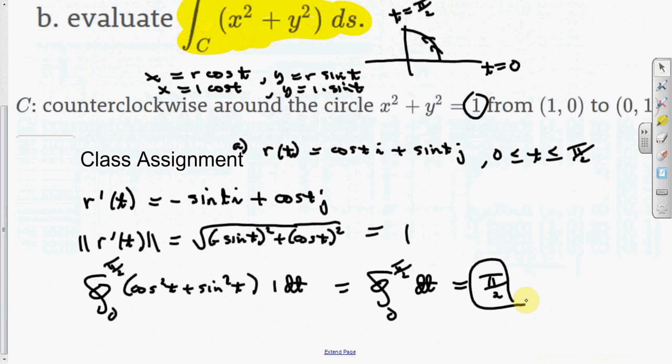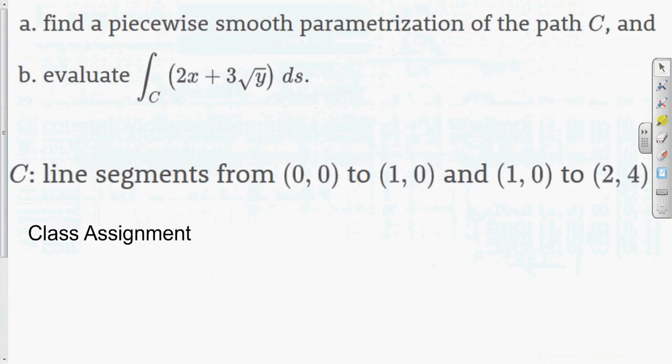Mm-hmm. There it said as a line segment. This is a part of a circle. Because here, yes, sir. Yeah. Okay. All right. No problemo. All right.